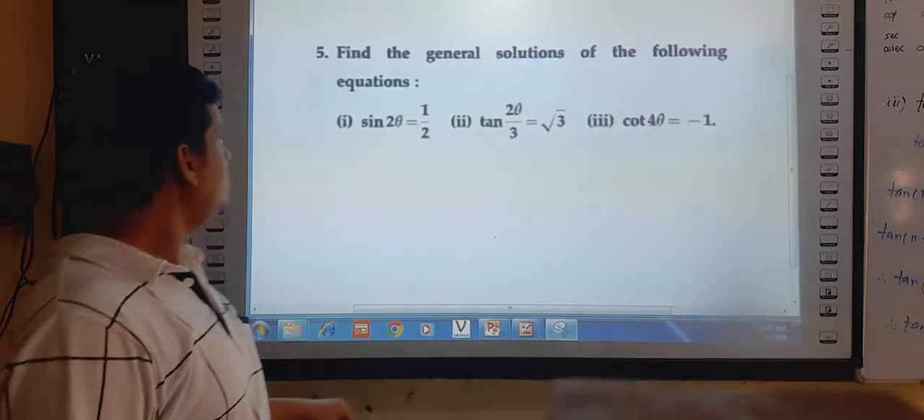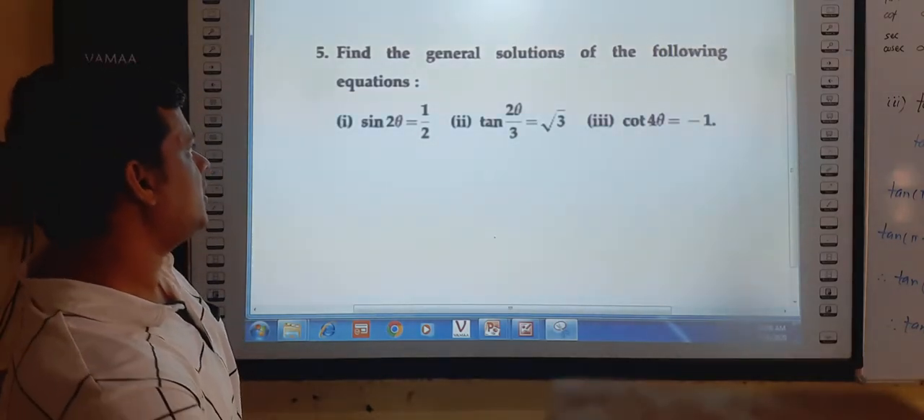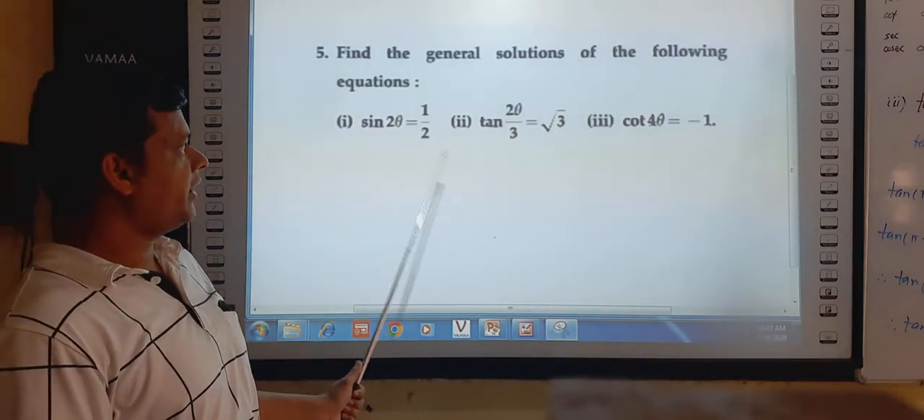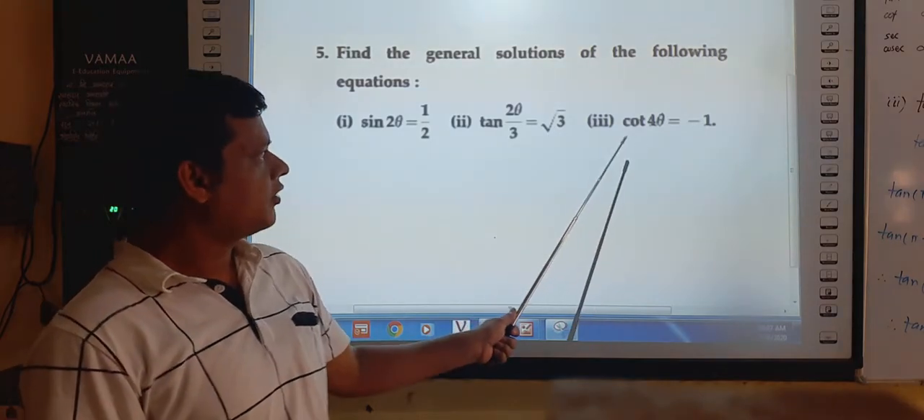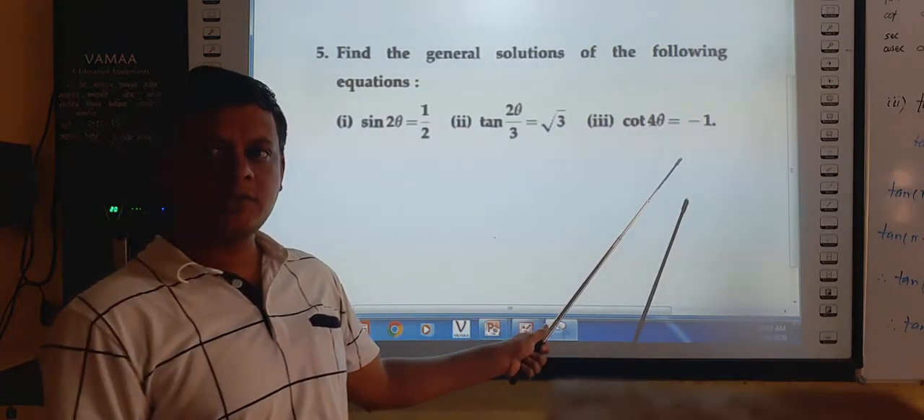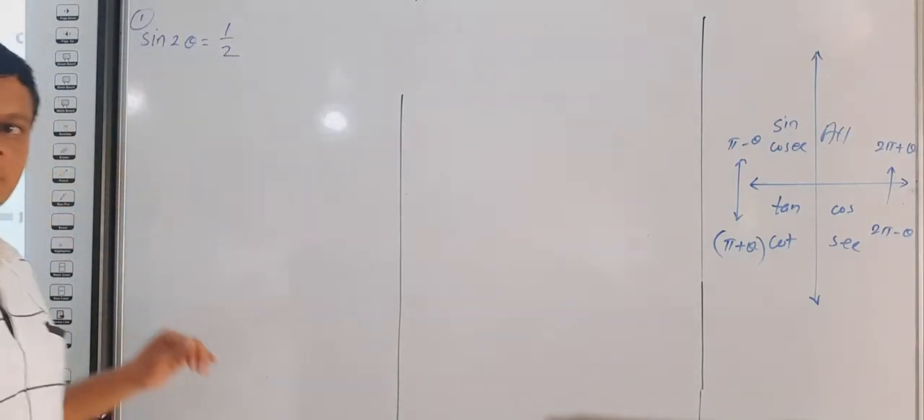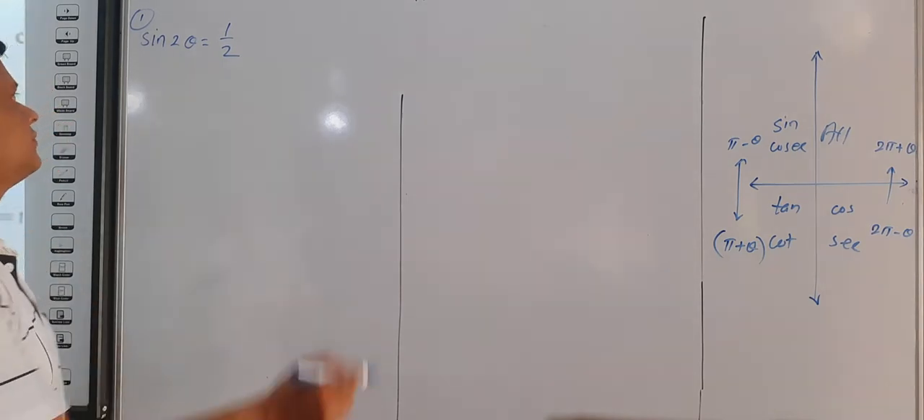Now see question number 5. In this also we have to find the general solution of the following equations. First is sin 2 theta equals 1 by 2, tan 2 theta by 3 equals root 3, cot 4 theta equals minus 1. Now see the first example. Here sin 2 theta equals 1 by 2.